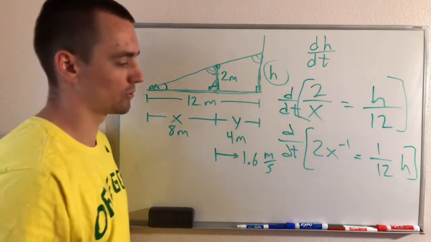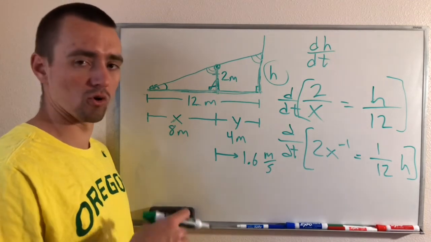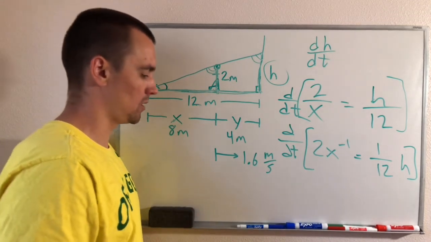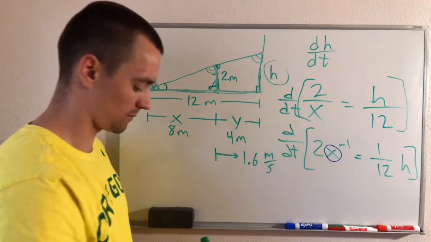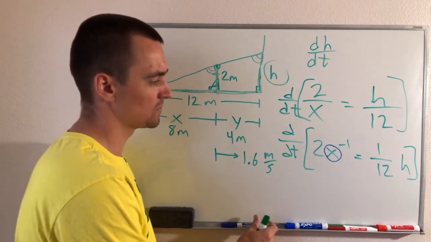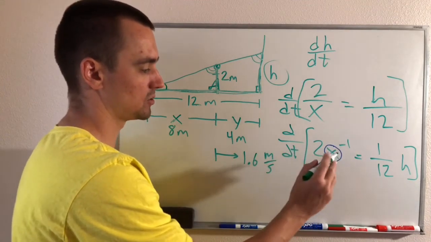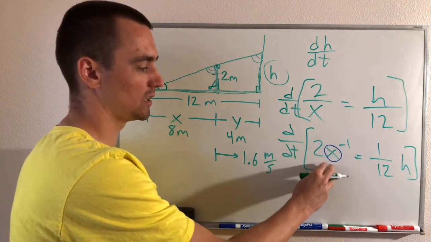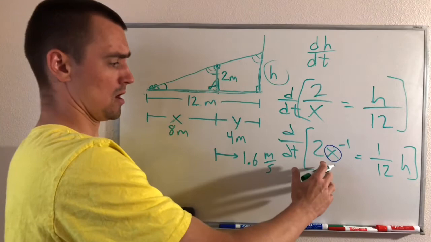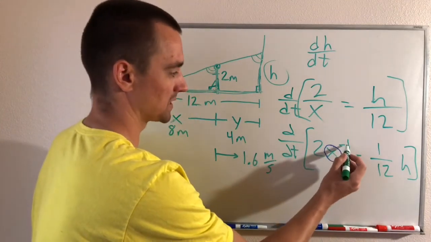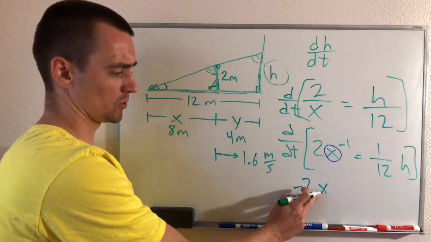So now when we take the derivative with respect to time of this, we can do that using power rule and chain rule, right? We basically will need to treat x and h as functions of time. So when we take the derivative of the left side of our equation here, we can use power rule and chain rule. Chain rule says to take the derivative of the outside, leave the inside alone. So we'll leave this blue x alone and take the derivative of the outside. Power rule says to bring the negative 1 down in front, making this a negative 2. We'll leave our inside function the same, which is just x.